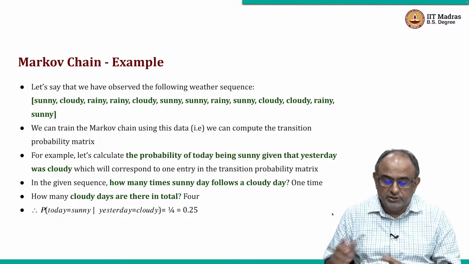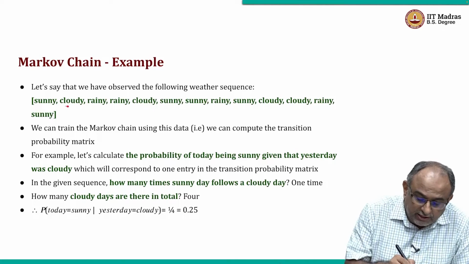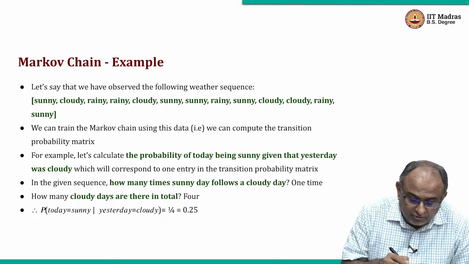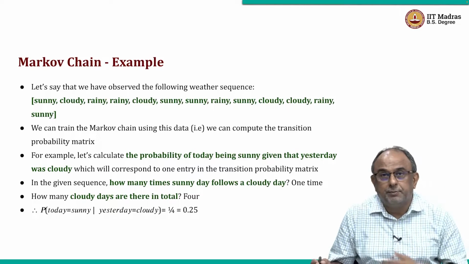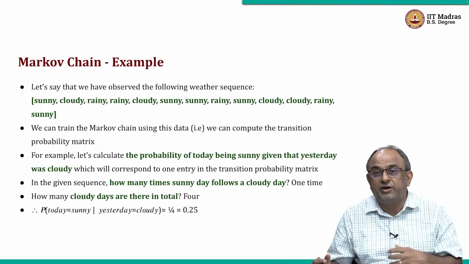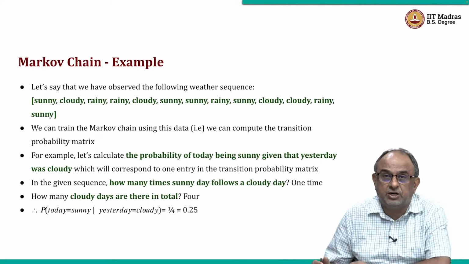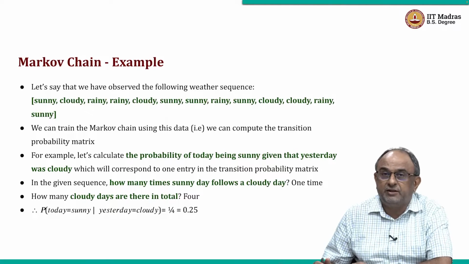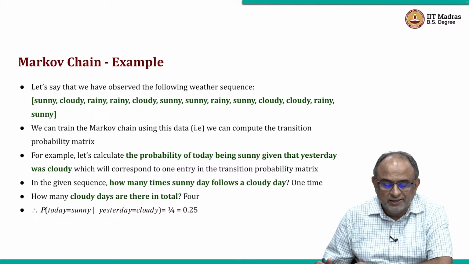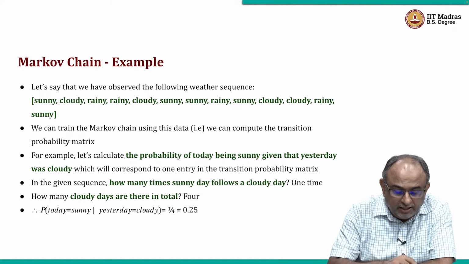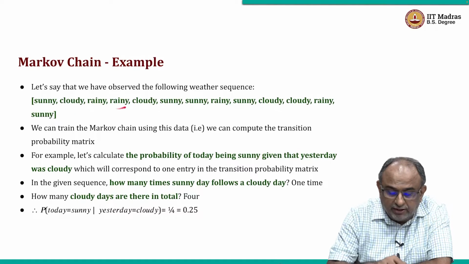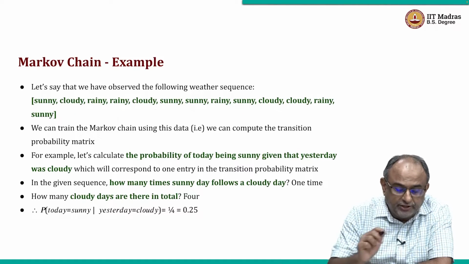So the way we do it is we look at the historical data. We are only recording some 10 or 12 days, but the more data we have, the better. These are all data driven approaches. The more large historical data we have, the better our model is going to be. So in this case, we have sunny, cloudy, rainy, sunny, cloudy, some weather pattern we observe.